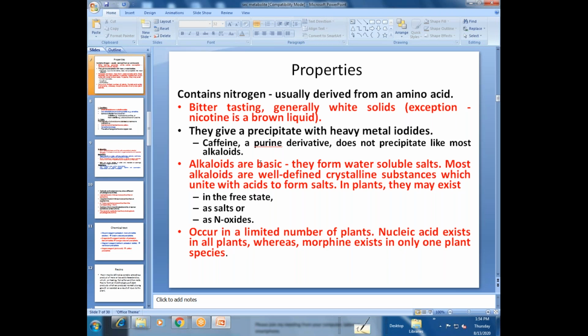Caffeine exists in tea also, in coffee also. It is the same entity, same molecule, which is present in two different plants. That's what we are trying to tell. But in case of morphine, it is specific to a particular species of plant. Many of the alkaloids are present in many plants. So leave that. Coming to the properties, they are basic in nature.